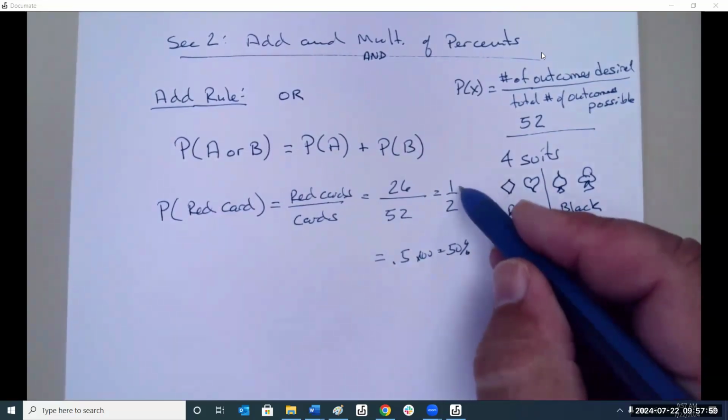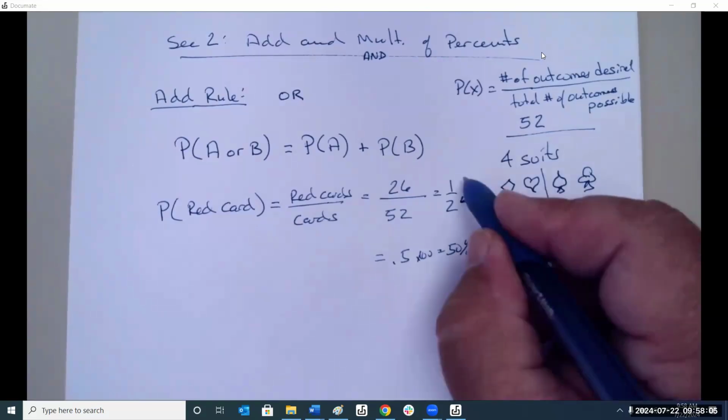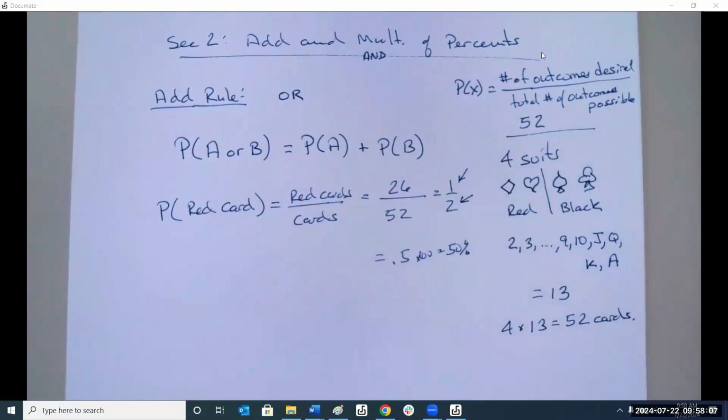Or if you leave it as a fraction, that's even more indicative. What it says is, for every 2 times I pick a card, I will get at least 1 red card. That's why fractions are a lot more exact than decimals and percentages.